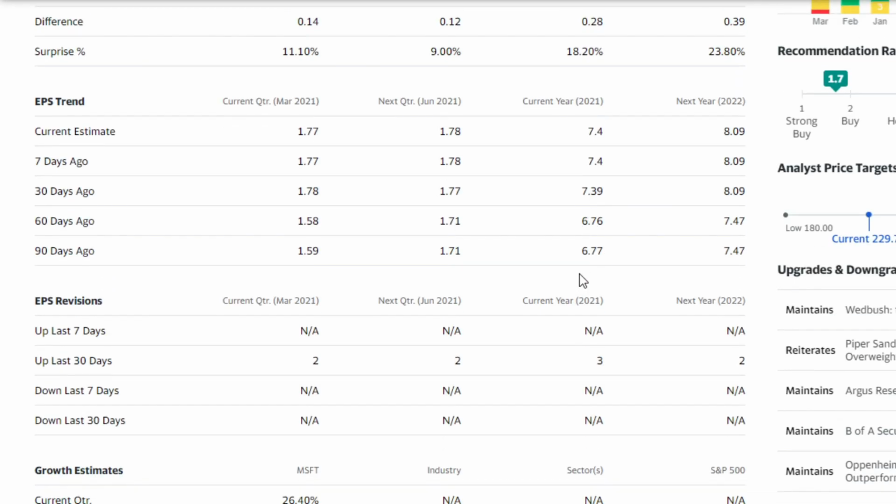Down here on EPS Trend, this gets back to what I was telling you on how these EPS projections change over time. This is 90 days ago, 60 days ago, etc. Current year of 2021, 90 days ago, that number was at $6.77 for the average estimate. Now it's up to $7.40. Same deal on 2022. Started at $7.47, now it's up to $8.09. So almost for sure, unless Microsoft starts having trouble, they're going to beat this $8.09 in 2022, right? So you would expect the PE at today's price will likely go down even more than we speculate at this time.